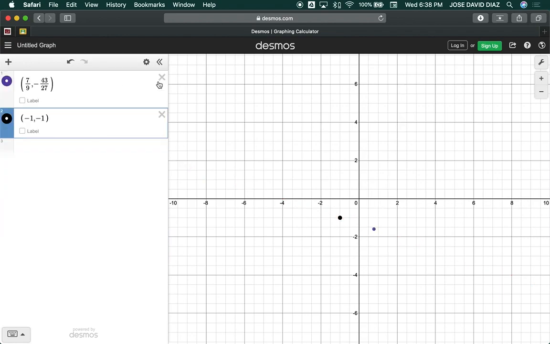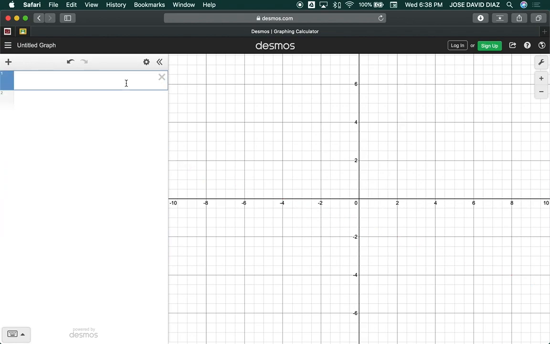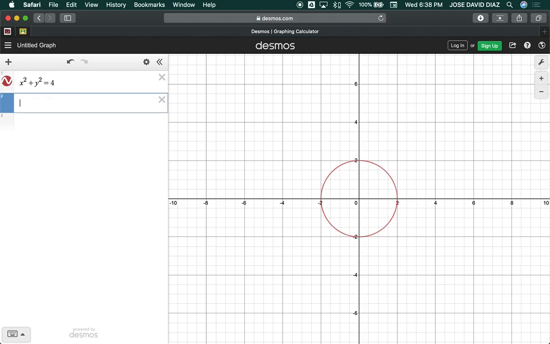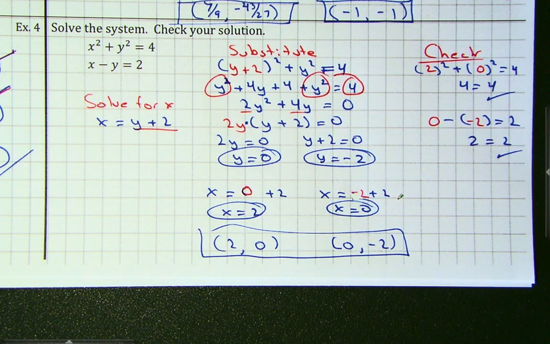You can also use a graphing calculator. Your graphing calculators also have a way to type in circles, but otherwise you're going to have to solve for y equals. But for now, I'm just going to do x squared plus y squared equal to 4, and x minus y equal to 2. So therefore, my solutions are the intersections, which matches my answers.